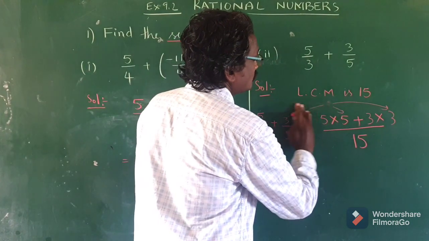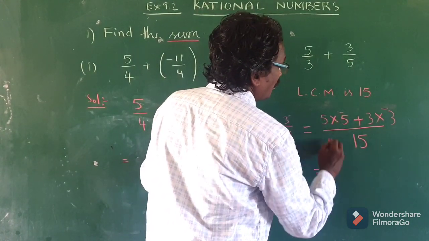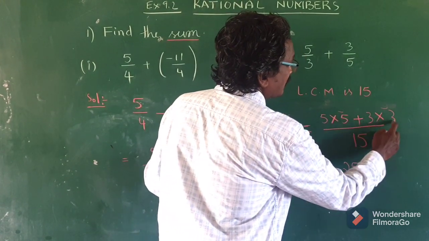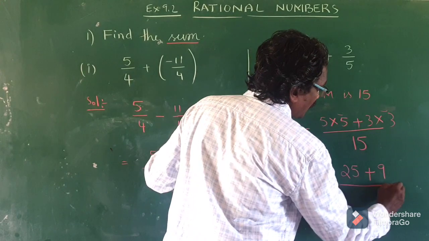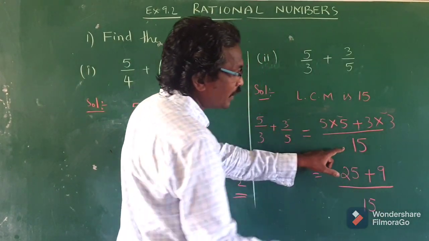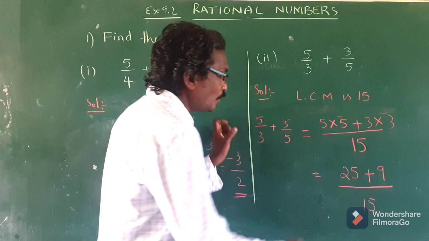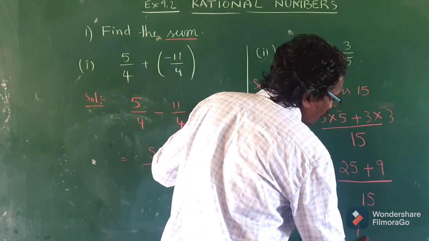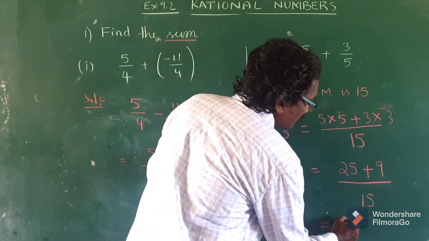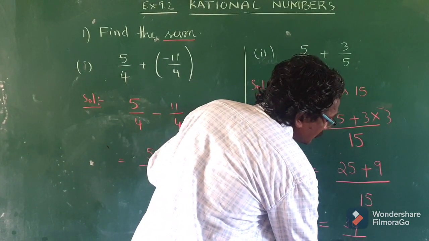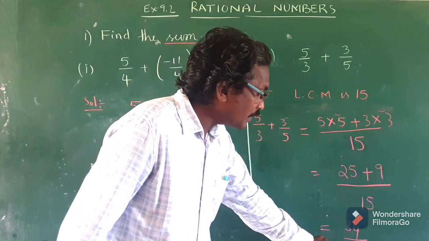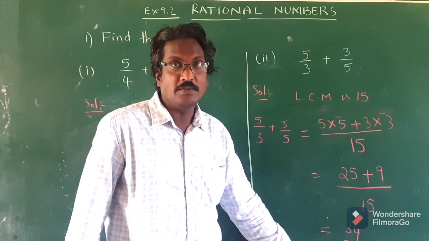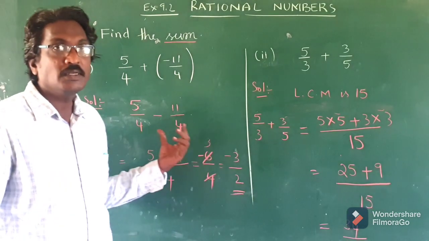Now multiply. 5 5s are 25 plus 3 3s are 9 by 15. Don't forget to write this denominator. Okay. Now add this 25. So 9 plus 5, 14, 4, 1 carry, 2 plus 1, 3. 34 by this 15. Now 34 and 15, is it possible in one table? Not possible in one table. So leave it. Okay. Did you understand this one?